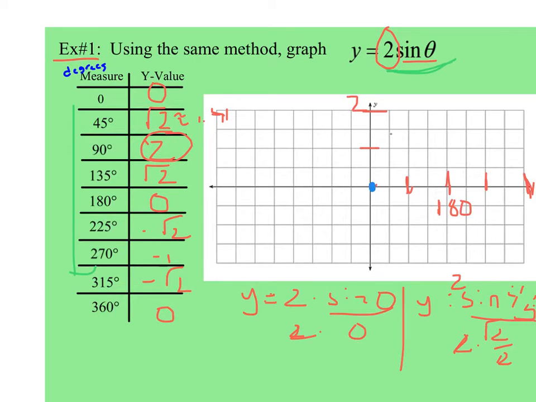So 0, 0. And then 45 over, which is one line. Square root of 2 is 1.4. You go to here, then you go to 90 and 2, 135 and back to 1.4, and then 180, you go back down to 0, and then you go to around negative 1.4. Oops, 1.4 is down here. And then negative 2, back to negative 1.4, and back to 0.